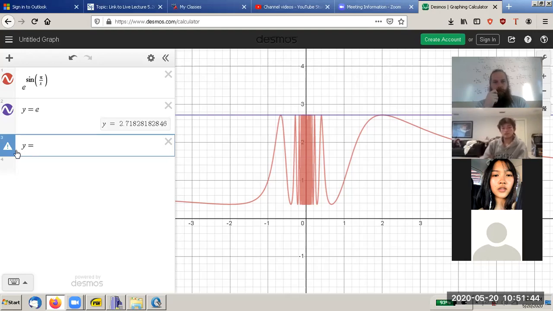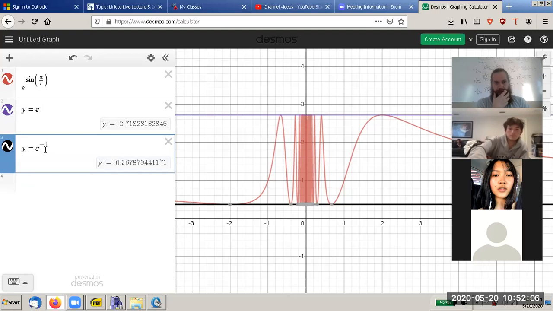I want to say negative. Negative what? Sine of pi over x. Yes. So that piece itself is always bounded between negative 1 and positive 1. So e raised to the sine of pi over x is bounded above by e to the 1 and bounded below by e to the negative 1. Got it. Yeah, that makes sense.